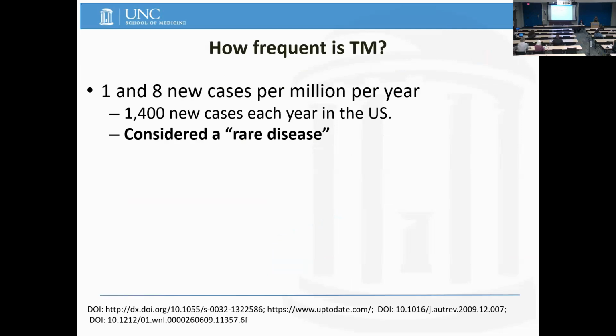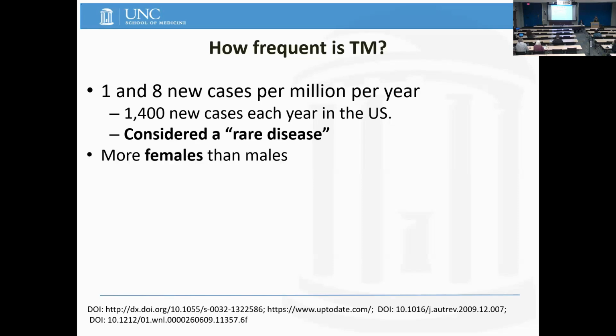So how frequent is TM? Well, when you think about the entire population of the world, it's pretty uncommon. It's actually considered a rare disease. So about 1 to 8 new cases per million per year. And there are about 1,400 new cases reported each year within the United States. So pretty uncommon when you think of the entire population, right?